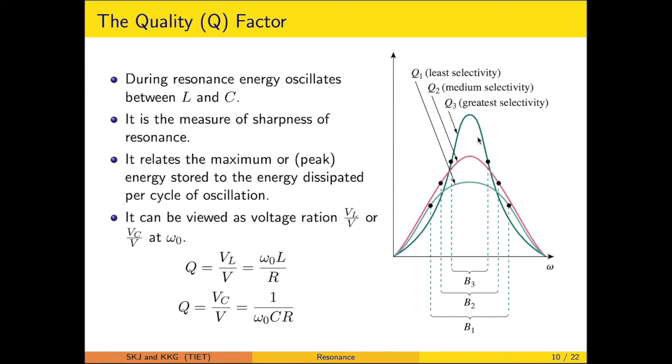Now, to measure the sharpness, you can easily see that the curve represented at top is sharper compared to the second one, and compared to the third one. Although the resonant frequencies come out to be the same, the Q factor of this is highest compared to this. The Q factor Q2 is higher than Q1 likewise. Here B1, B2, B3 are associated with the bandwidth that we will be discussing in the subsequent slides.